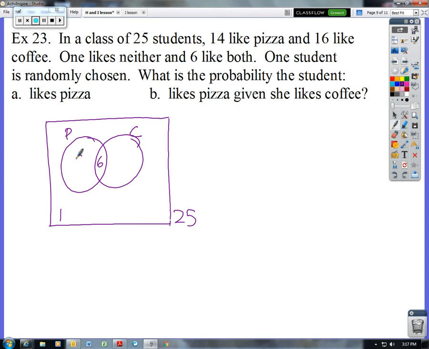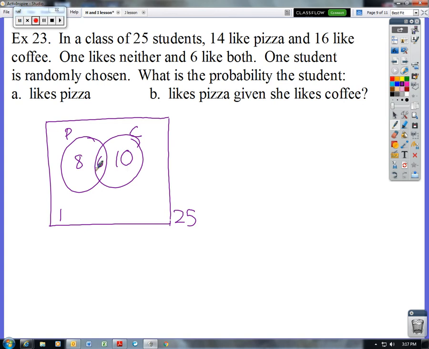14 minus 6 is 8. And then 16 like coffee. 16 minus 6 is 10. So that's how you want to do that. And then you can answer the question. What's the chance that the student simply likes pizza?